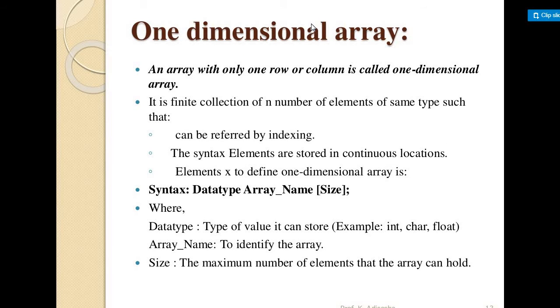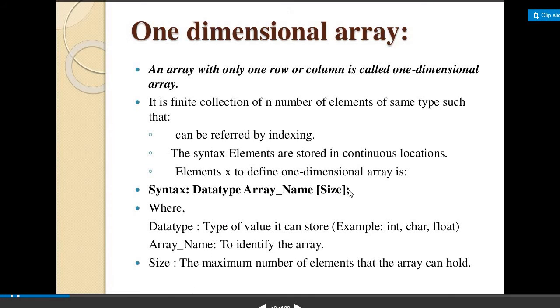So, one-dimensional array. An array with only one row or column is called a one-dimensional array. It is a finite collection of n elements of the same type that can be referenced by indexing, and the elements are stored in continuous locations. The syntax to define a one-dimensional array is: data type, array name and size, where the data type is the type of value it can store, for example, integer, character, float.